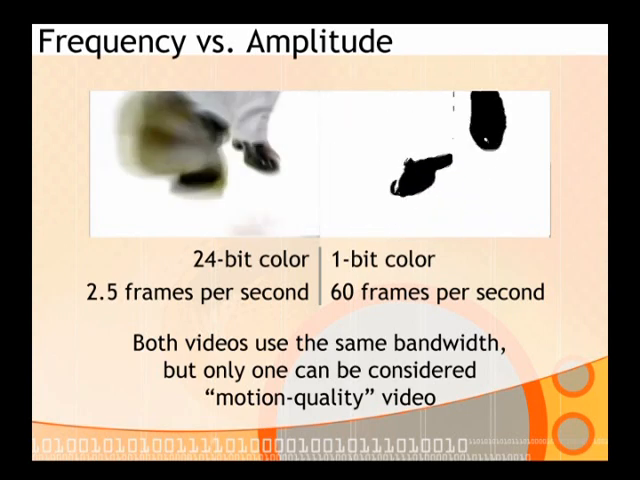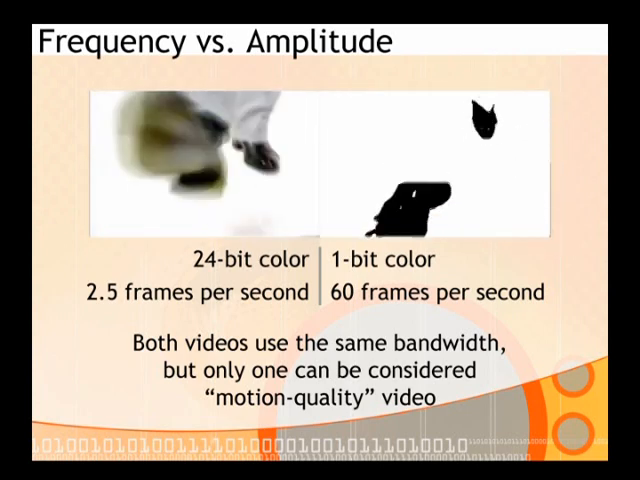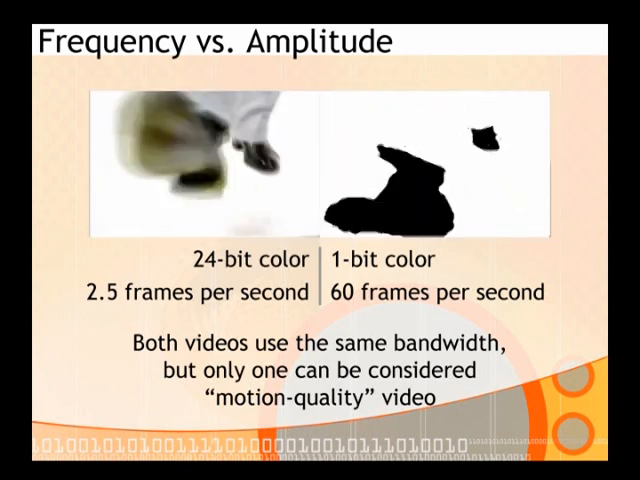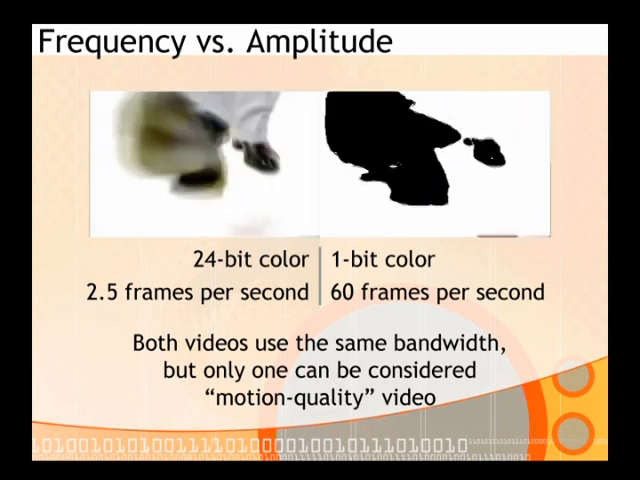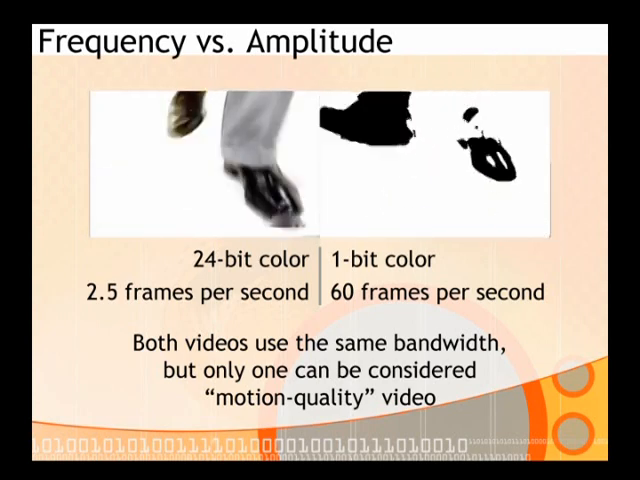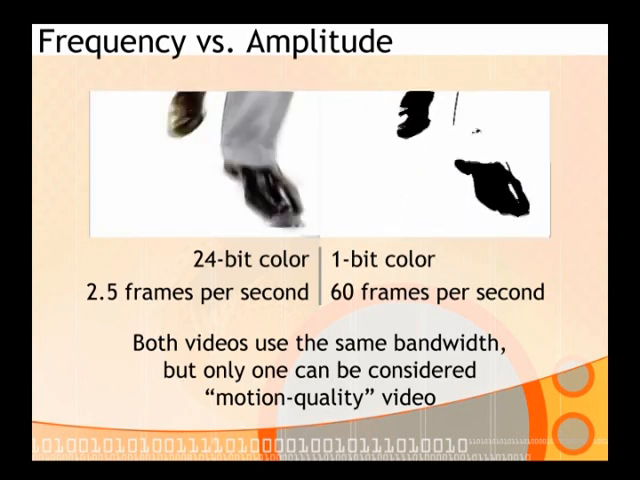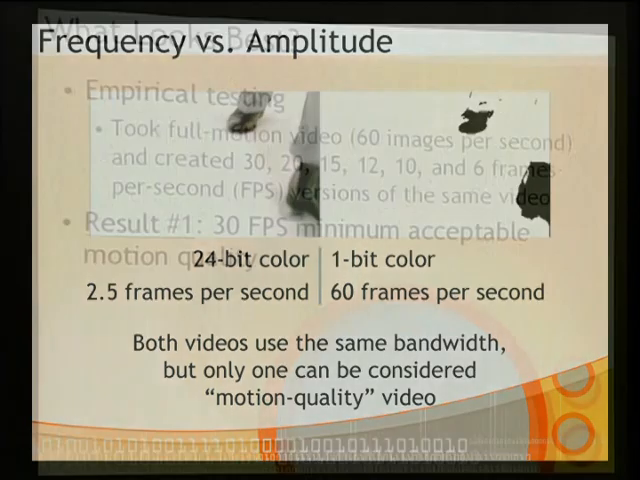Now in this slide I'm showing you two different examples of video. One is 60 frames per second in 1-bit color, that's black and white, and the other is 2.5 frames a second in full 24-bit color. Both videos use the same bandwidth, that is, they take up the same amount of disk space, the same amount of space in RAM, but only one can be considered motion quality video, and that is obviously the example on the right. So once again, this is a further example of how the brain deals better with frequency than amplitude.